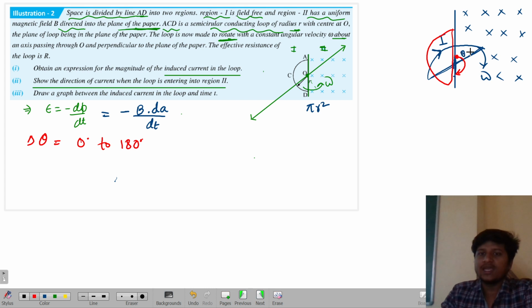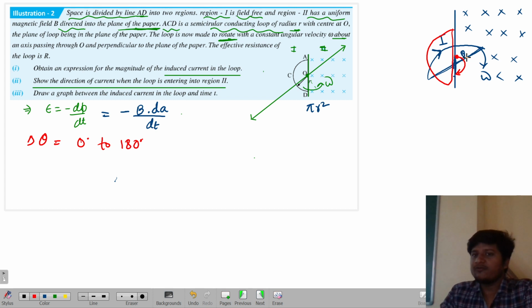Why? Because the area is changing over here, so the flux is changing. Now try to understand. Can I say that flux first increases, then flux starts to decrease? When the semicircular loop is entering this field, flux is increasing. After that, flux decreases when the semicircular loop starts to go outside, yes or no? Are you able to get me or not?